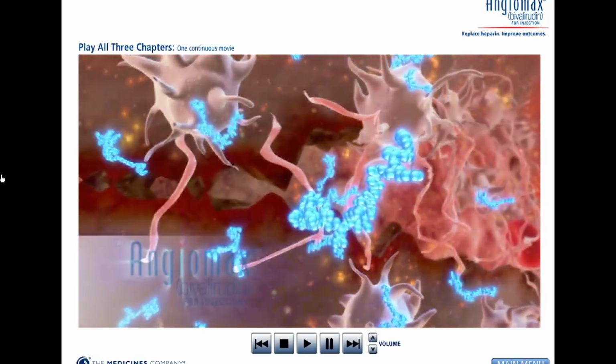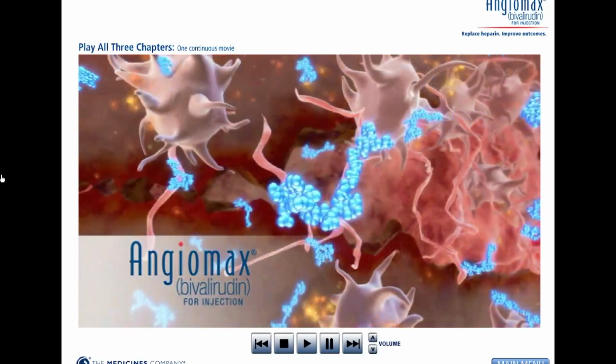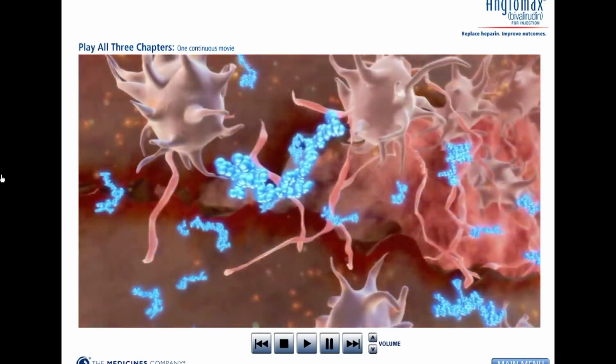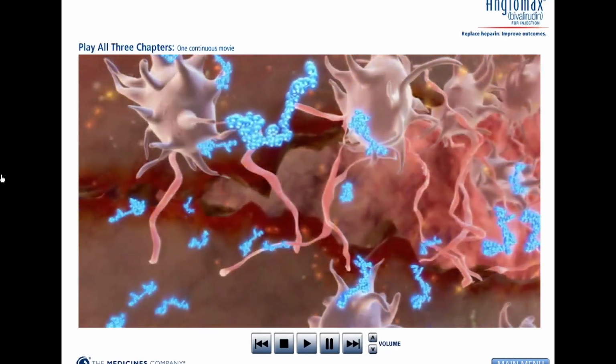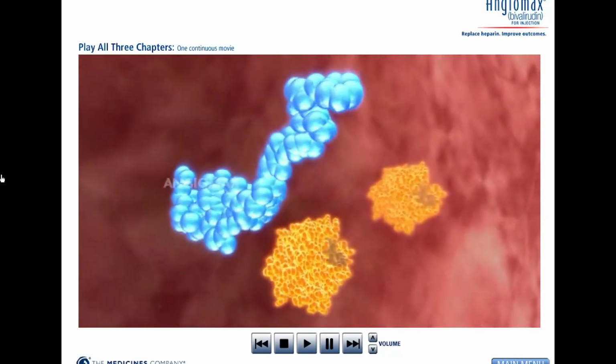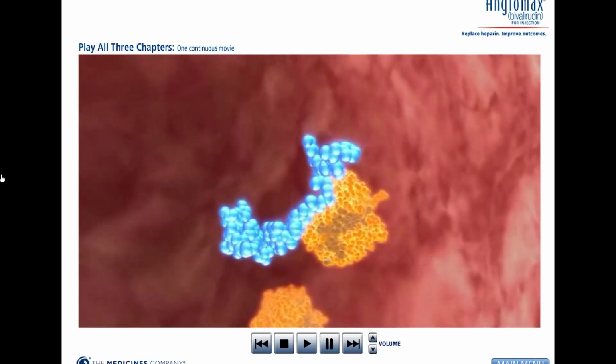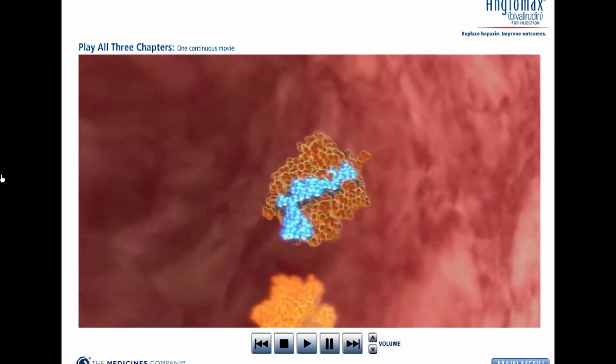Unlike heparin, Angiomax is a unique molecule designed to target thrombin and only thrombin. The direct inhibition of thrombin by Angiomax provides several key advantages over heparin. Angiomax does not require a cofactor. Angiomax specifically inhibits thrombin by direct and bivalent binding to thrombin.